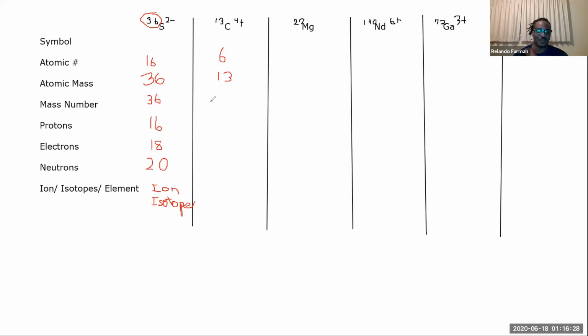All right, let's go. Atomic mass number. The mass number. Is it 13? That is correct. I don't know how I got that. I just copied the atomic mass. Number of protons. 6. Number of electrons. 2. Marisol.